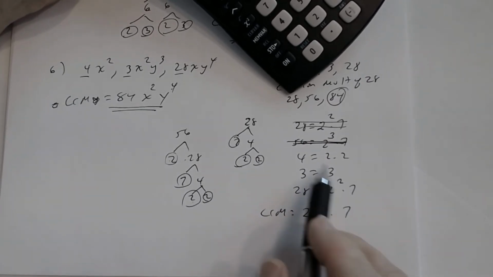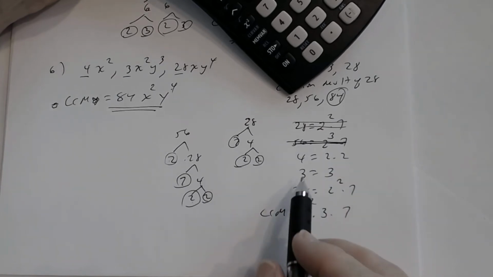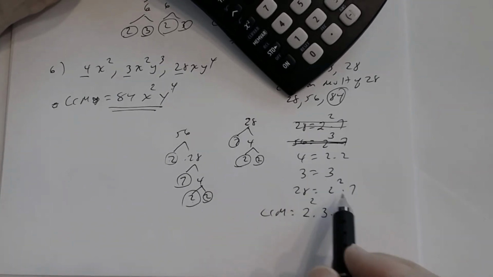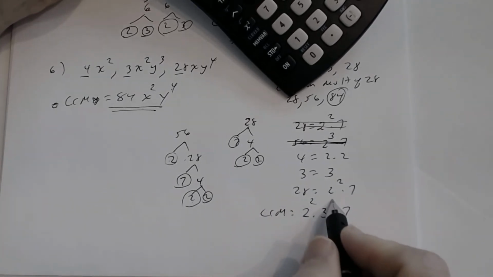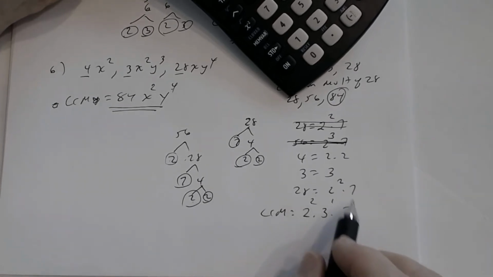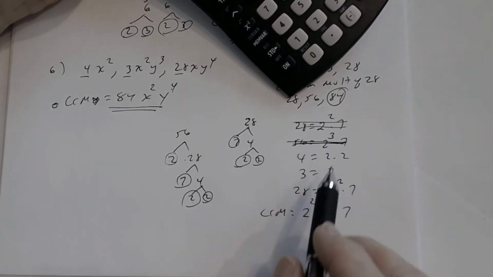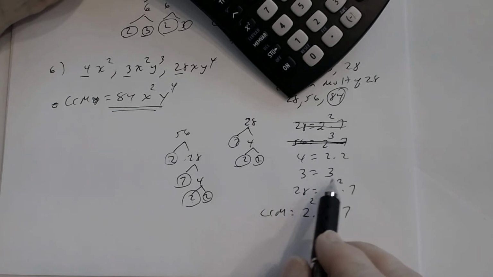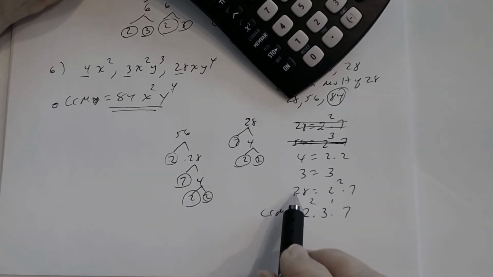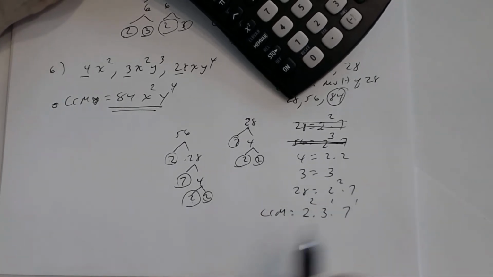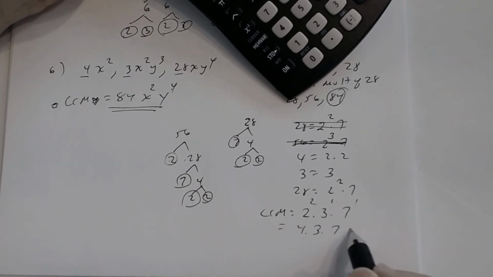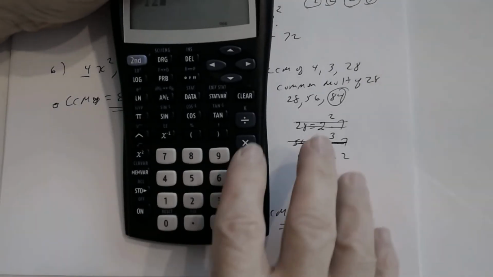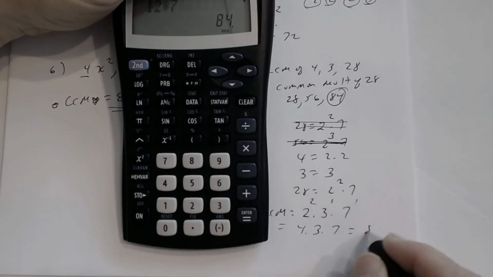2. How many factors of 3 are in here? 0. How many are in here? 1. How many are in here? 0. How many do you need? 1. How many factors of 7 are in 4? 0. How many factors of 7 are in 3? 0. How many factors of 7 are in 28? 1. How many do I need? 1. And so therefore the answer is 4 times 3 times 7. So that's 12 times 7, which is 84.